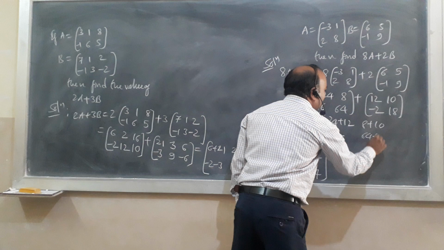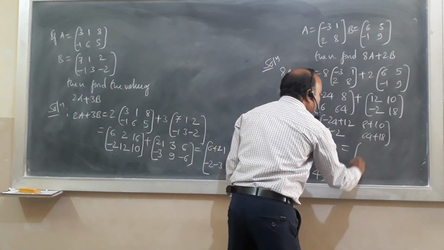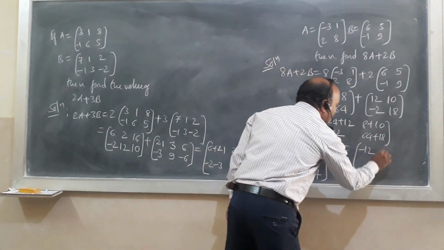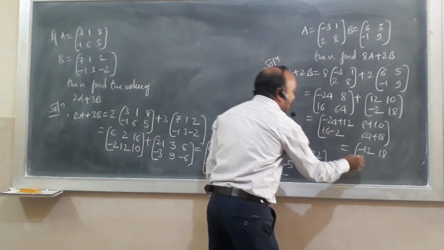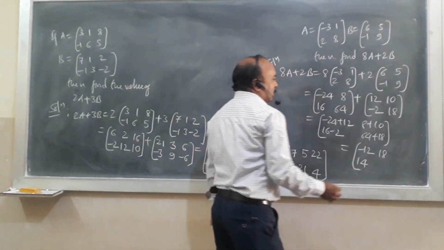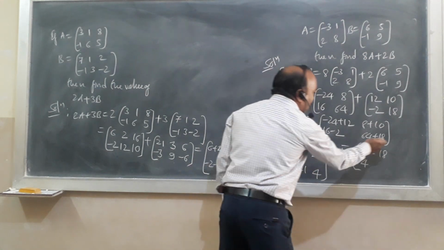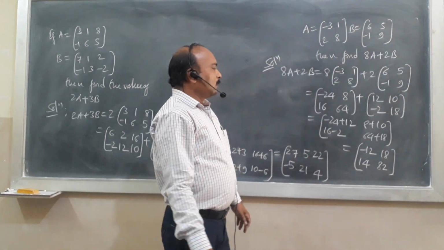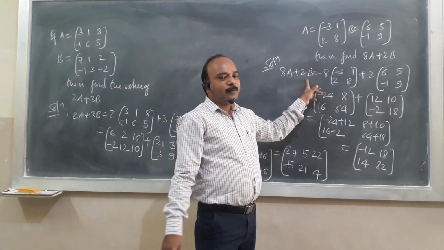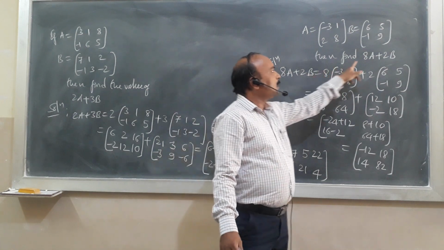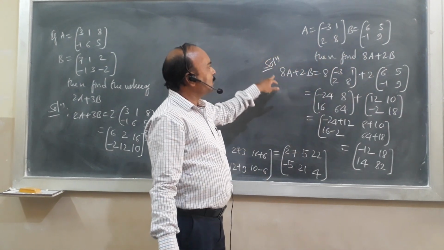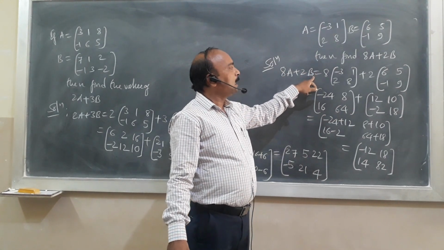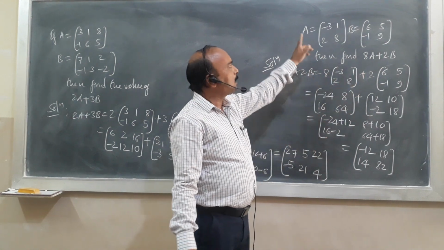64 plus 18. Now we get minus 24 plus 12 is minus 12. 8 plus 10 is 18. 16 minus 2 is 14. 64 plus 18 is 82. So this is the matrix 8A plus 2B. If you are given addition and scalar multiplication of any two matrices, we can do it like this. First we complete scalar multiplication, after that we can add the two matrices, then we get the required answer for the given condition.